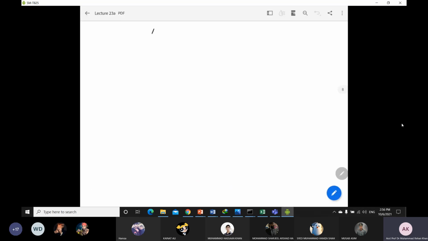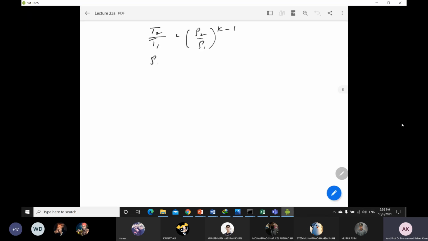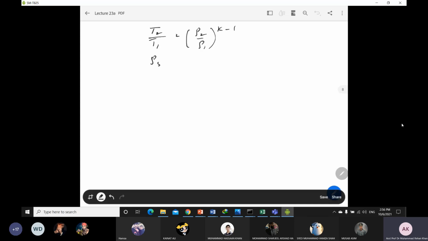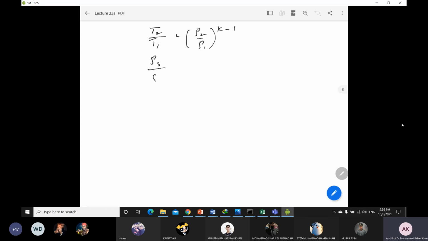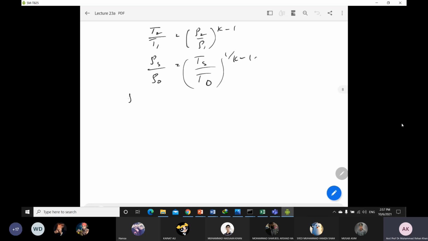Similarly, you already know another relation, T2 divided by T1 equal to rho 2 divided by rho 1 raised to K minus 1. I hope you already know this relation as well. So here I can write the stagnation density divided by the density at point O as equal to the stagnation temperature divided by the temperature at point O, raised to 1 divided by K minus 1. I can easily write this equation as well. So simply I have to put the Ts divided by T naught value in this equation again.